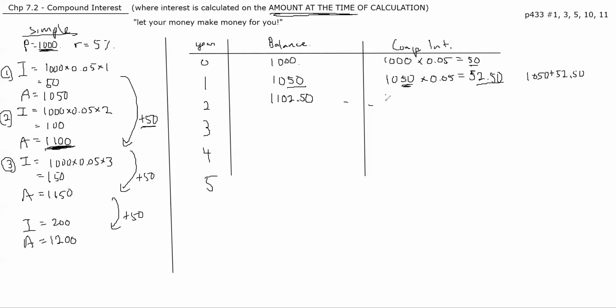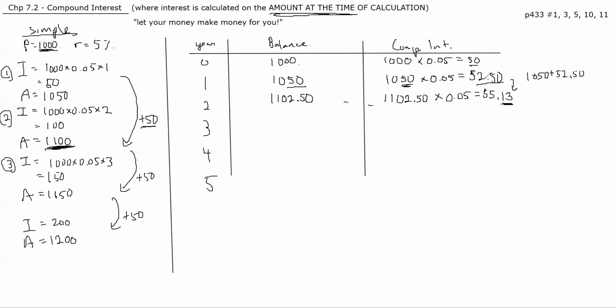Let's continue. Let's calculate interest using the amount at the time of calculation. What is 5% of that? It is $55.13. Right? And if I were to copy from above, I should have earned another $2.50, so the amount should be 55. Where did the extra 13 cents come from?